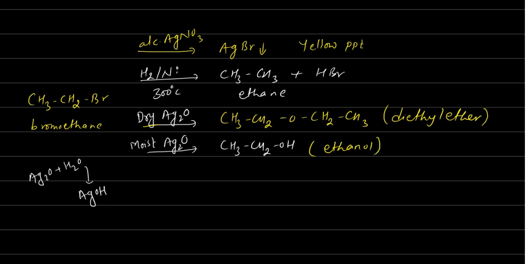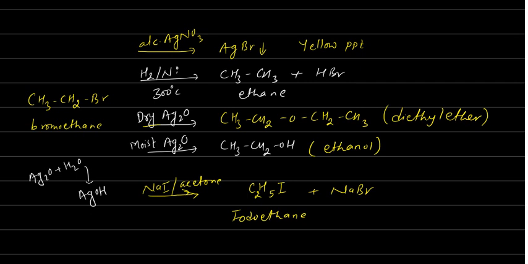Again, if we react bromoethane with sodium iodide in the presence of acetone, the product formed is an iodide, C2H5I, that is iodoethane, plus NaBr. So these are very important reactions.